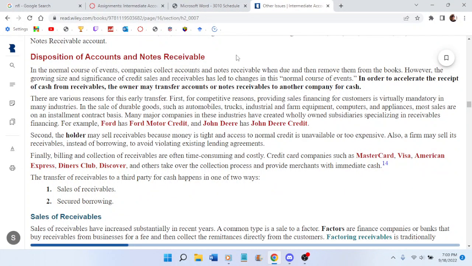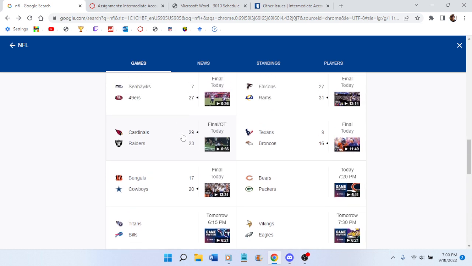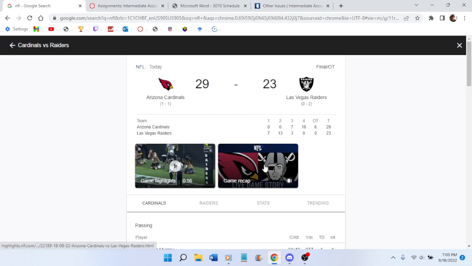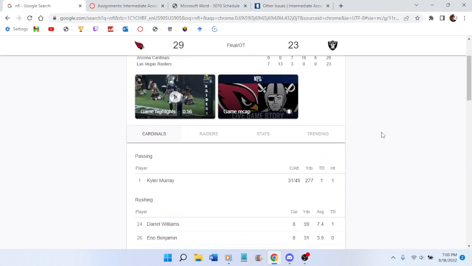Well, dang it. Come on. Why? I wasn't supposed to look at it. The Cardinals have now won. That's a surprise, because the Raiders were almost in field goal range. And then all of a sudden, now the Cardinals won. I wonder what happened. I don't know what happened there.